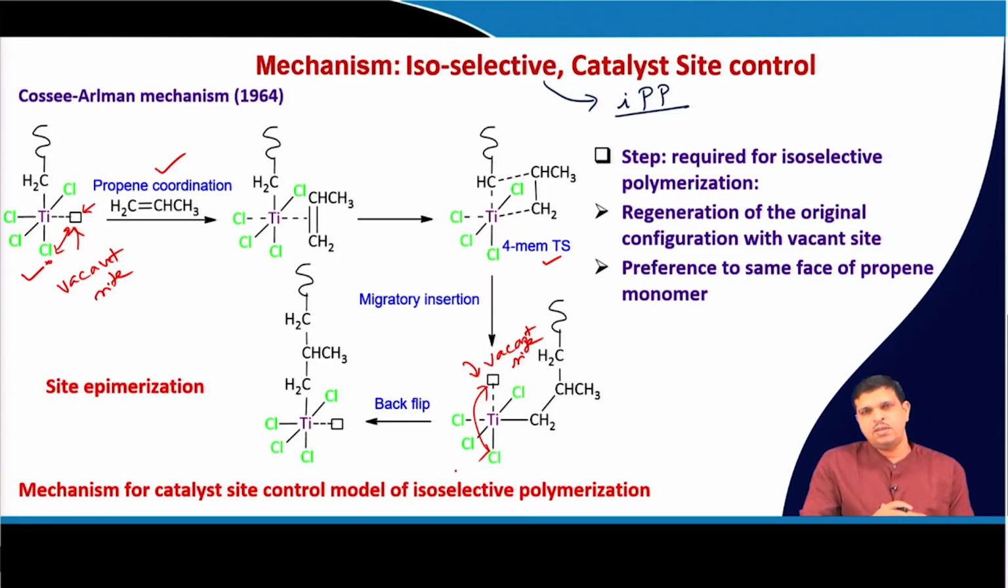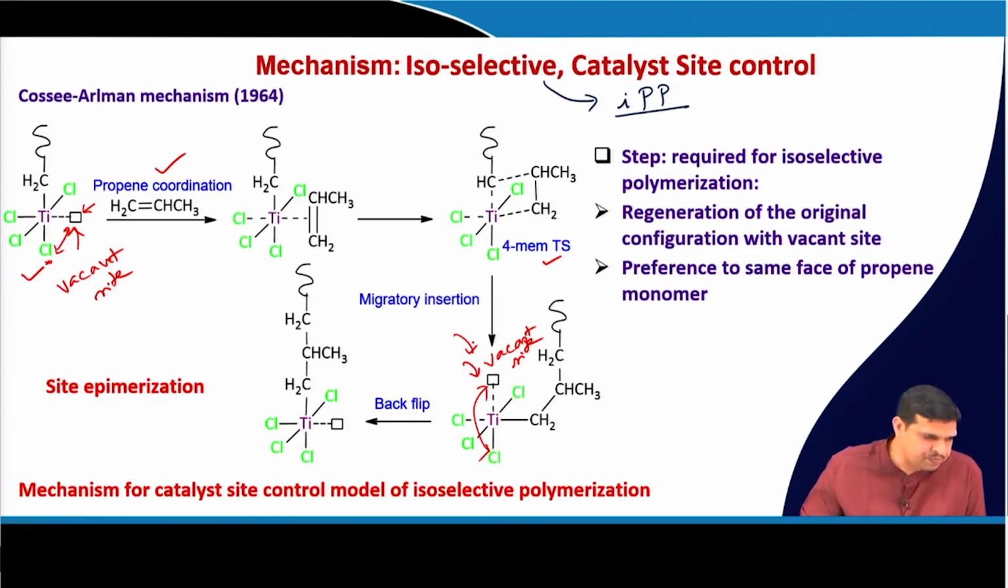Now if the vacant site is positionally changed and the alkene coordination happens here, then definitely there will be no isoselectivity, because isoselectivity happens where the addition of the next monomer also happens on the same vacant site. Only then is isoselectivity possible. If not, then it will be syndioselective. So what has happened here?